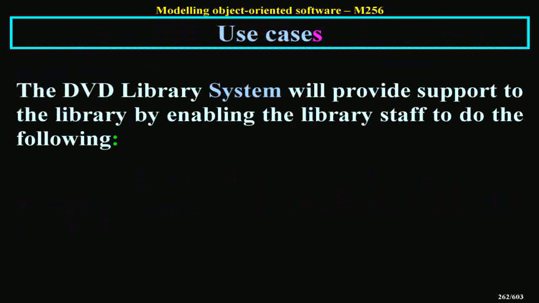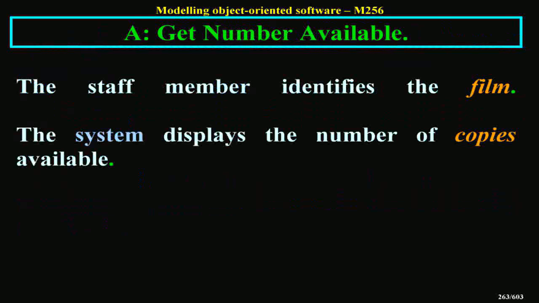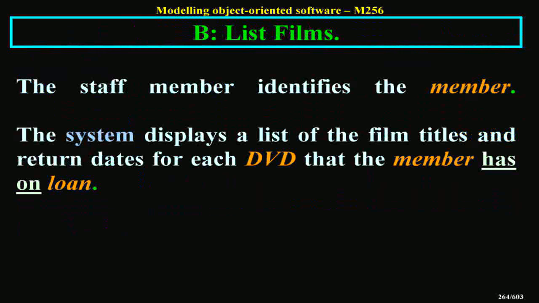Use cases. The DVD library system will provide support to the library by enabling the library staff to do the following. A. Get number available. The staff member identifies the film. The system displays the number of copies available. B. List films. The staff member identifies the member. The system displays a list of the film titles and return dates for each DVD that the member has on loan.